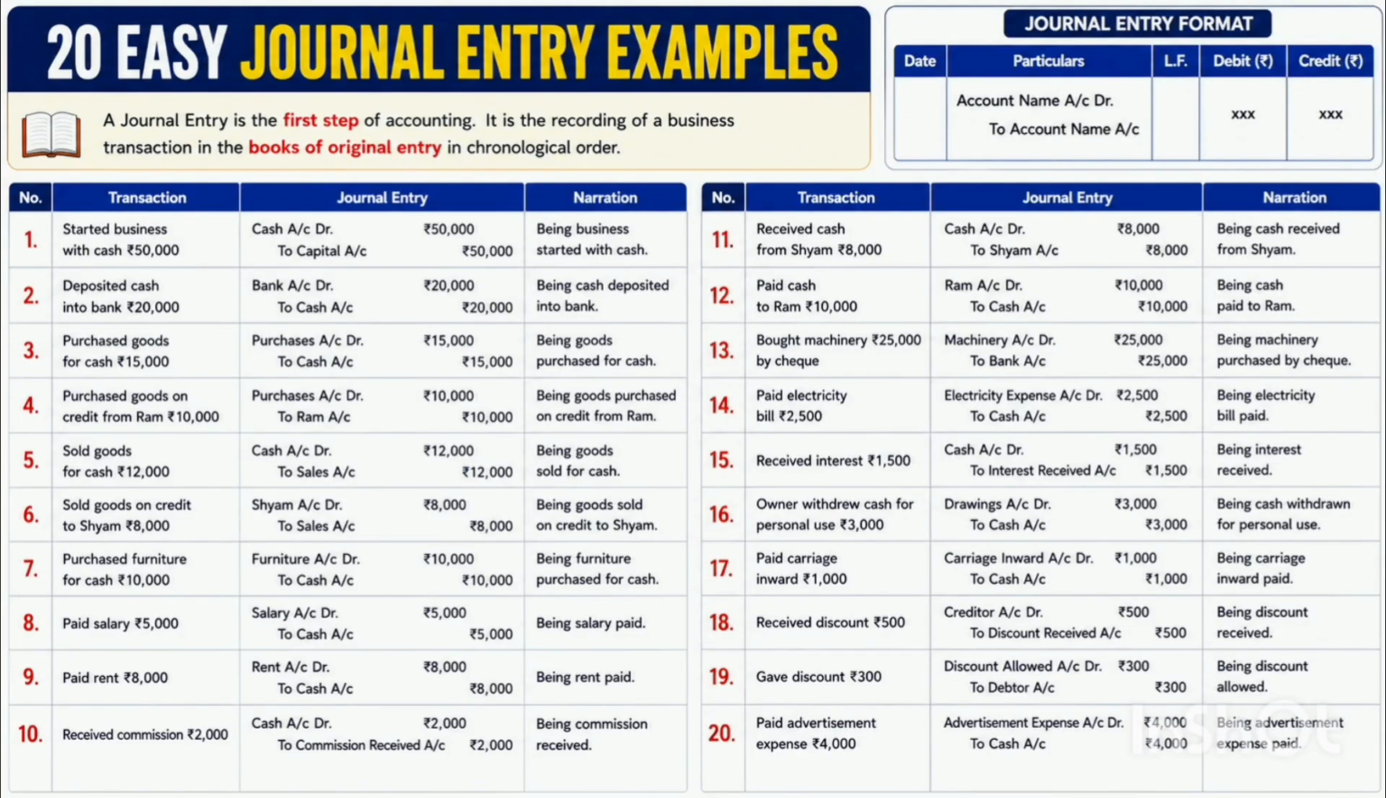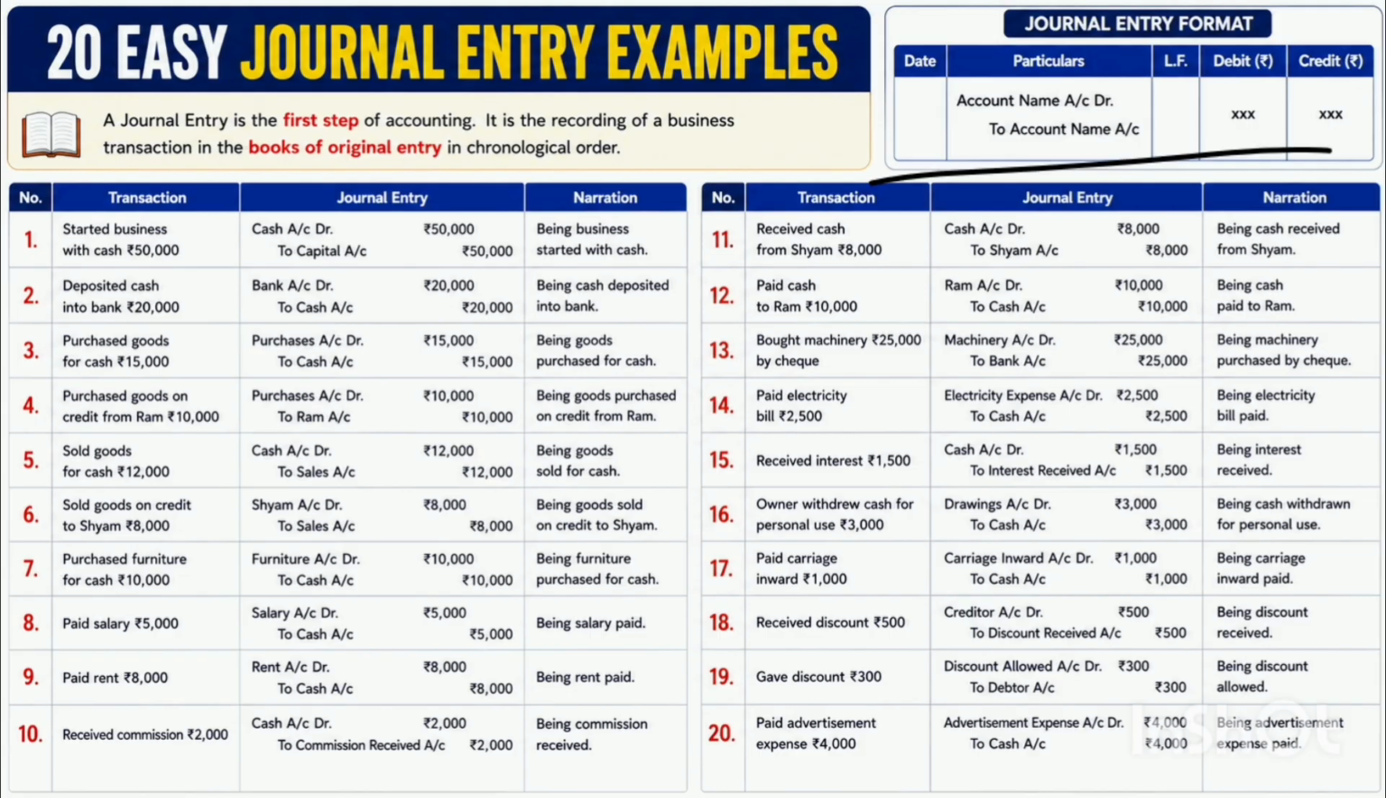So today we are going to see 20 easy journal entries examples. In the last video we have already covered the meaning of journal and the modern rules of accounting. By using those modern rules, we are going to record these journal entries in the easiest way. Okay, so let's start with the first one.